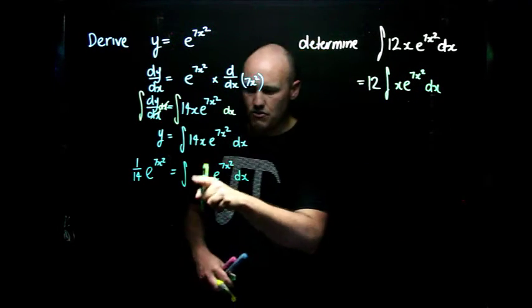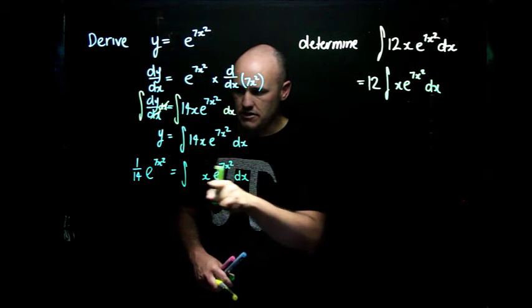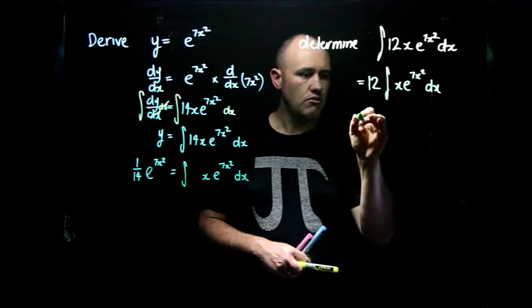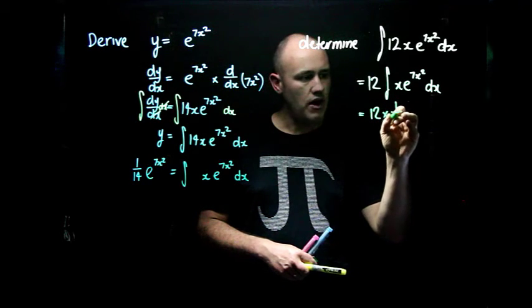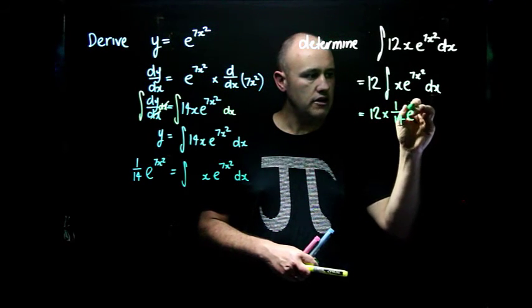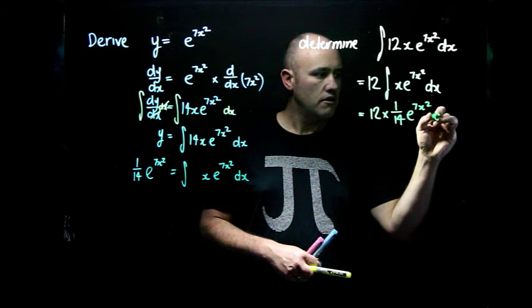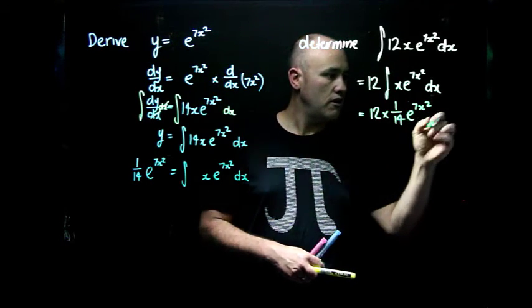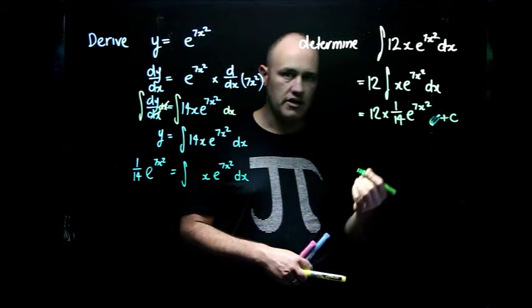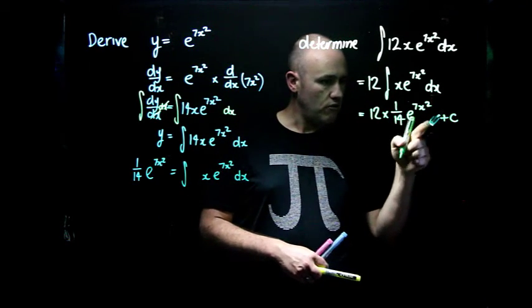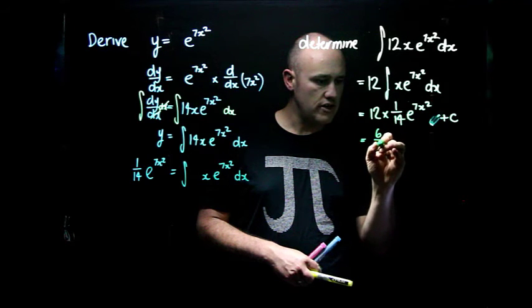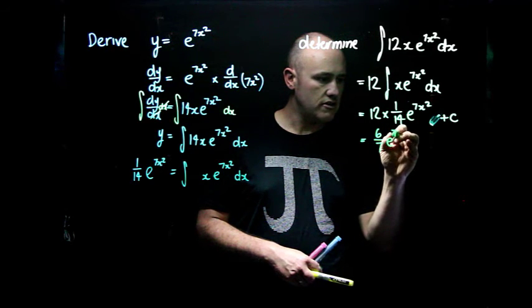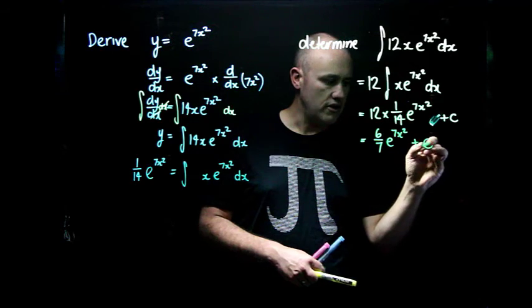But we know that the integral of x e to the 7x squared dx is equal to this thing. So I can say, well, therefore this must be 12 times 1 over 14 e to the 7x squared. And I don't need the dx anymore, but I do need a plus c because I've now done the integral. And so I've got that with a plus c, and 12 over 14 is the same as 6 over 7, so 6 sevenths e to the 7x squared plus c.